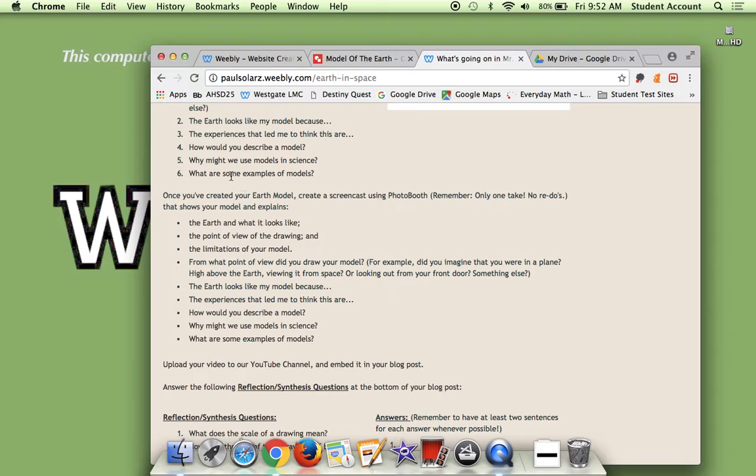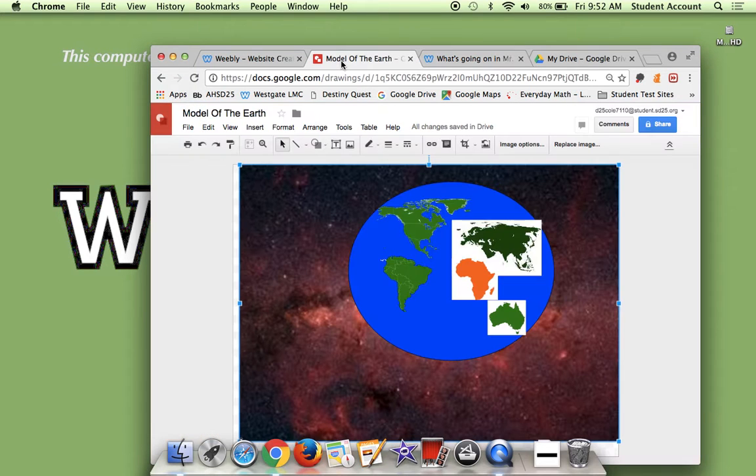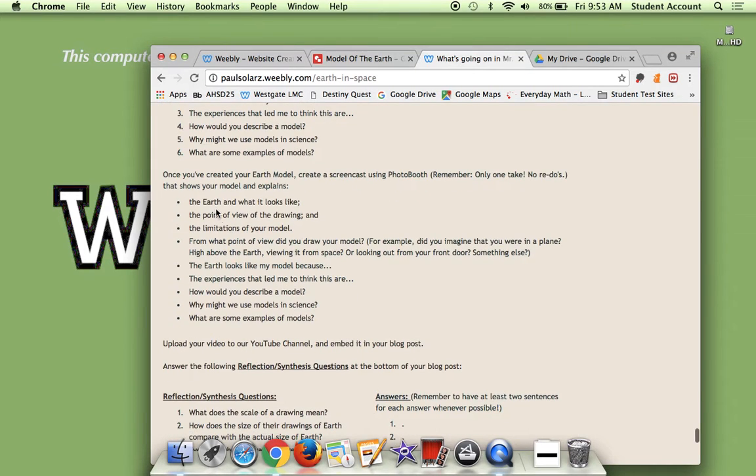And the next one is, what are some examples of models? I already partly answered that. Another thing could be a map, or possibly a diagram of a human body, or many other things, kind of like a blueprint. Or like SketchUp, a little sketch of something could be a model of whatever.